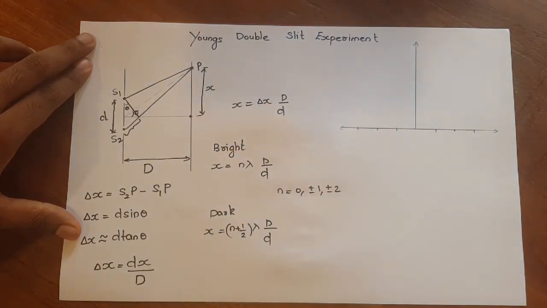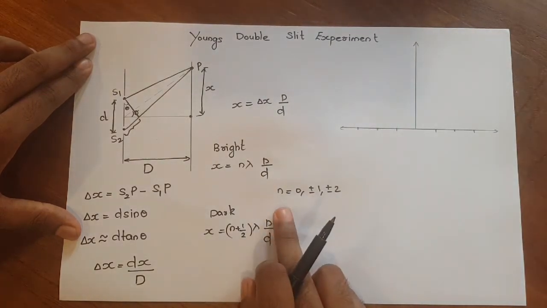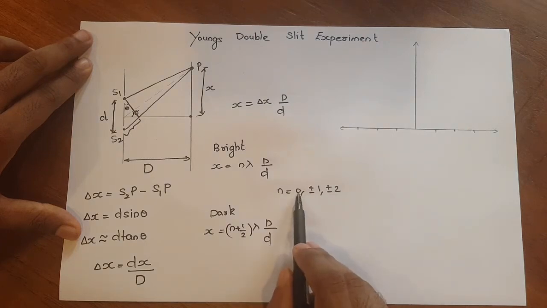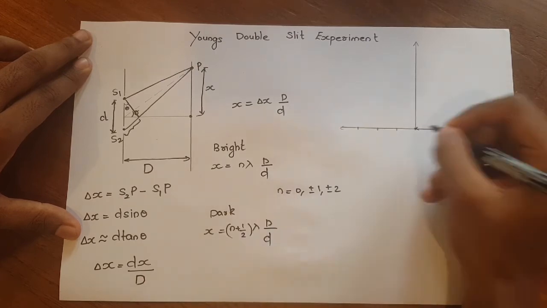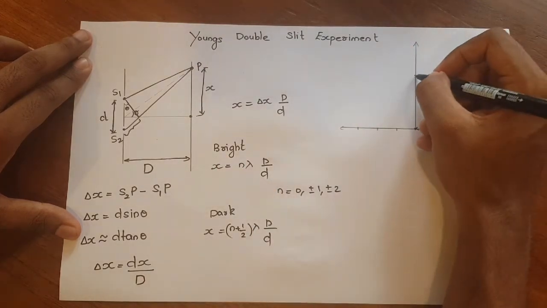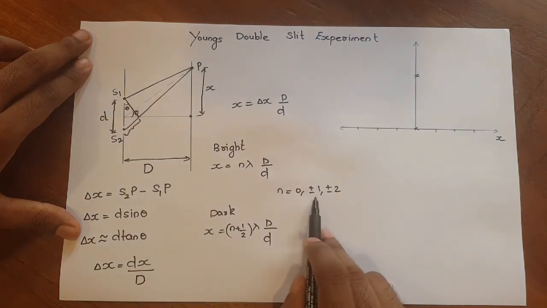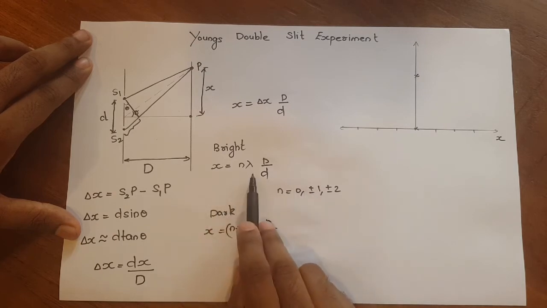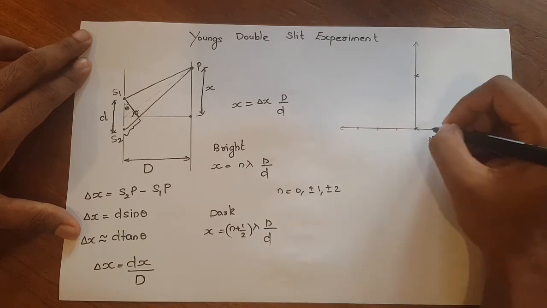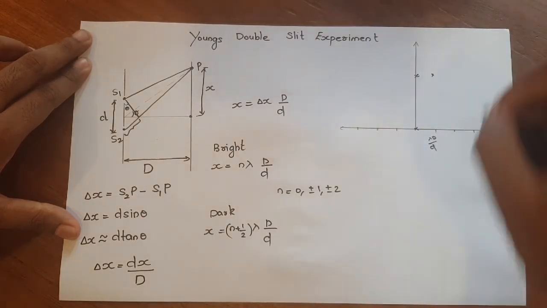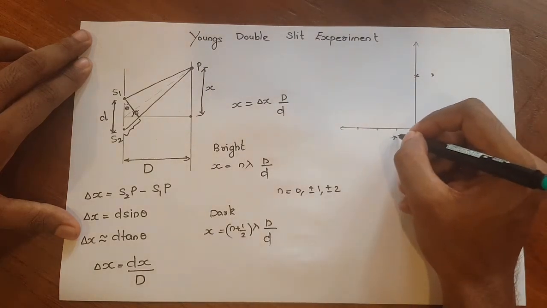So how are these points spaced? If I just make a rough sketch of this, n equal to 0, which means I am trying to plot x over here. When n is 0, x value is 0. At x value 0, what am I getting? I am getting a bright point. So intensity will be big. Then n is equal to plus or minus 1. When n equal to 1, x becomes lambda D by d. Let this be lambda D by d. At this again I am getting a bright point. Plus 1, then minus 1, that is minus lambda D by d.